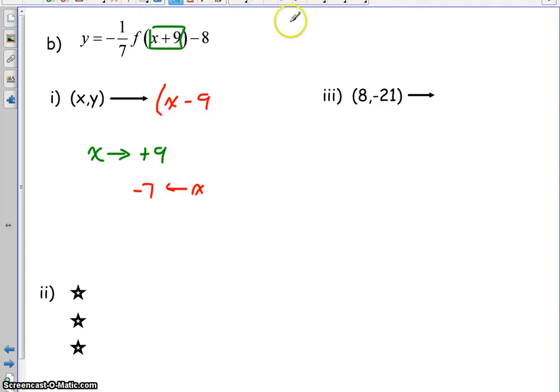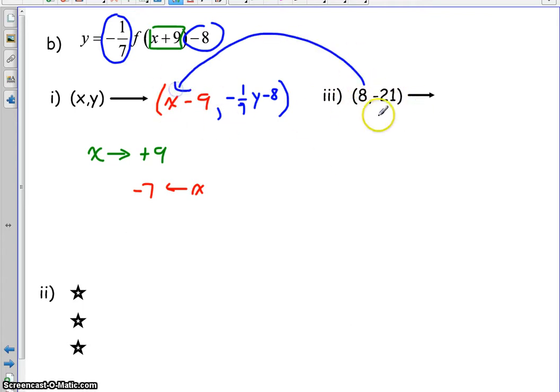Okay, now as for the y part of the mapping rule, the y component, you'll see the function gets multiplied by negative 1 over 7, and you subtract 8, so you get negative 1 over 7y minus 8. Okay, which means now if you plug in 8, negative 21 inside this mapping rule, so 8 goes in for x, negative 21 goes in for y, so 8 minus 9 gives you negative 1, and negative 21 times negative 1 over 7 is positive 3, minus 8 is negative 5.